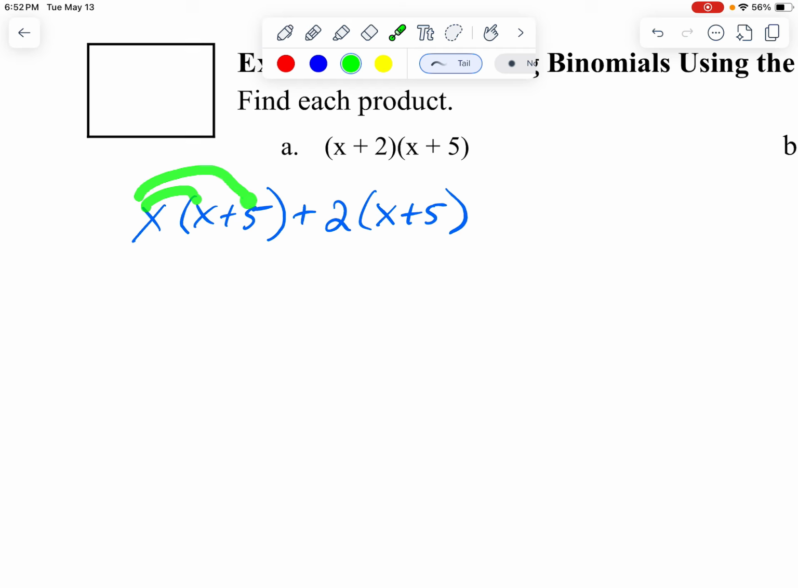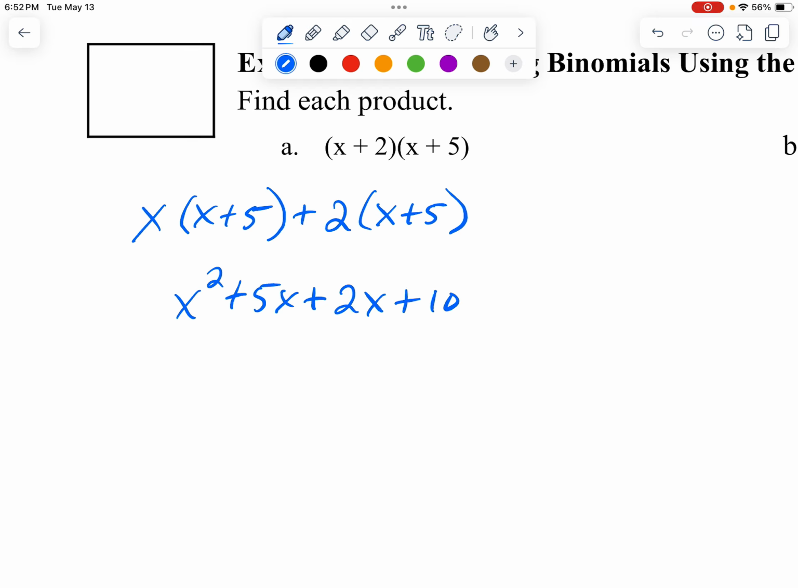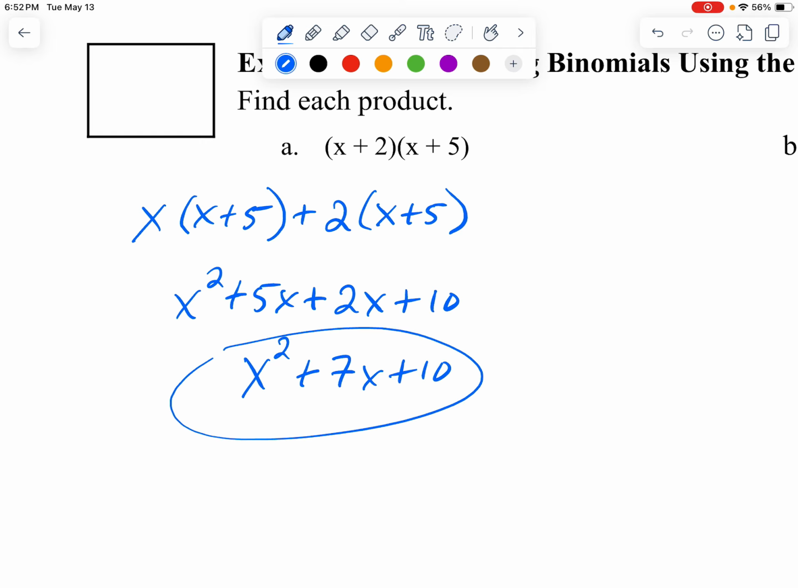So x times x plus x times 5, x squared plus 5x, plus 2 times x plus 2 times 5, 2x plus 10. And notice, generally it's going to be these two middle terms that we can combine. Those are what we would call like terms. So when I do that, I get x squared plus 7x plus 10. Final answer.